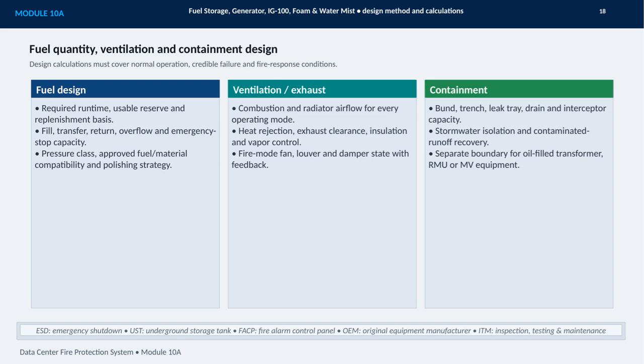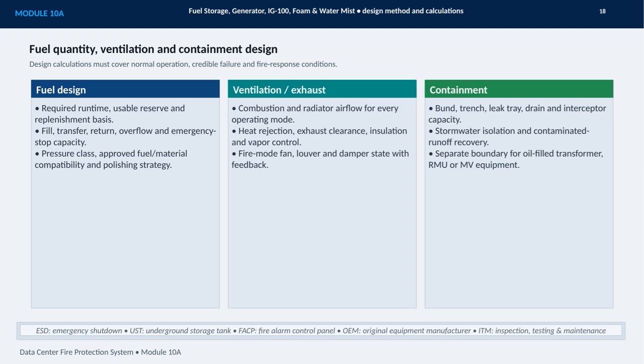Ventilation and exhaust design must account for combustion and radiator airflow in every operating mode, as well as heat rejection, exhaust clearances, insulation, and vapor control. In a fire, fans, louvers, and dampers must move to the intended state, with feedback confirming that response.